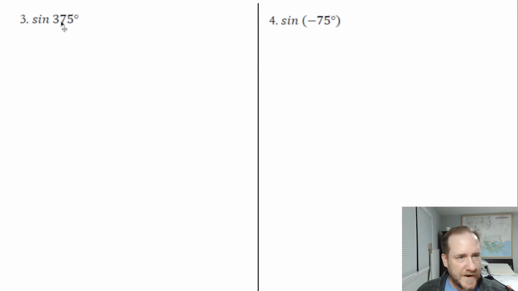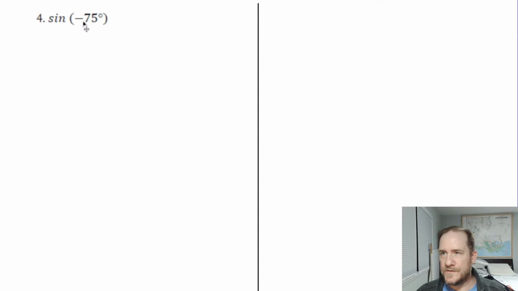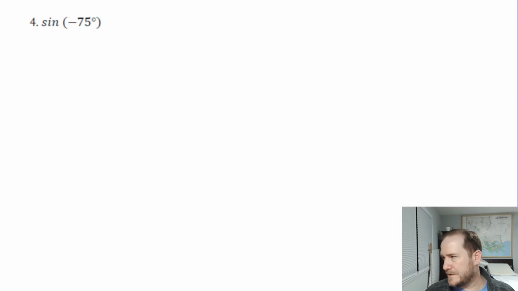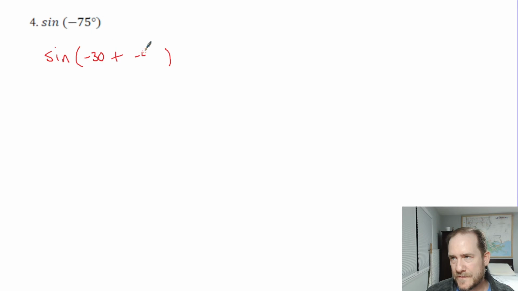So 3, technically you don't do. 4 you do. 4 is a negative. Let's talk for a hot minute about how you would want to break this down. I think the answer is, do you want it as a difference or as a sum? It shouldn't matter. If you wanted to express it as a sum, meaning the sine of something plus something, then you'd pretty much end up with 2 negatives. You would be doing negative 30 plus negative 45.